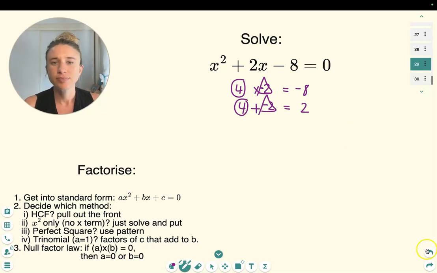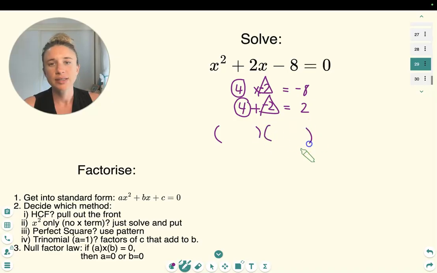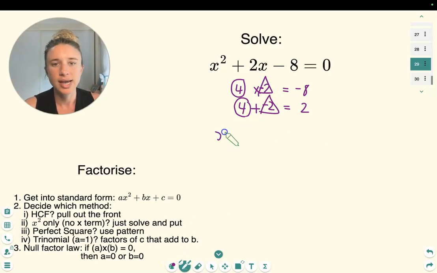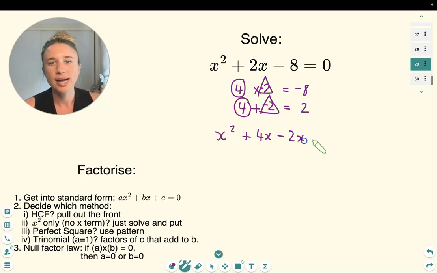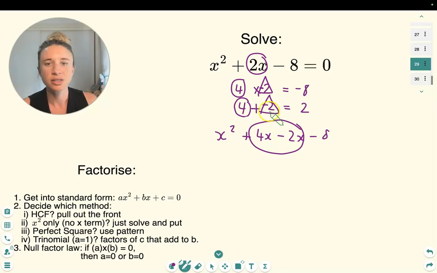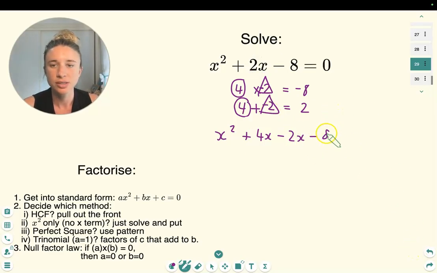So now, we're going to split that middle term into those. x squared plus 4x minus 2x minus 8. That's what splitting the middle term is, right? We're not changing it. It's just splitting it because 2x is the same as 4x take 2x.